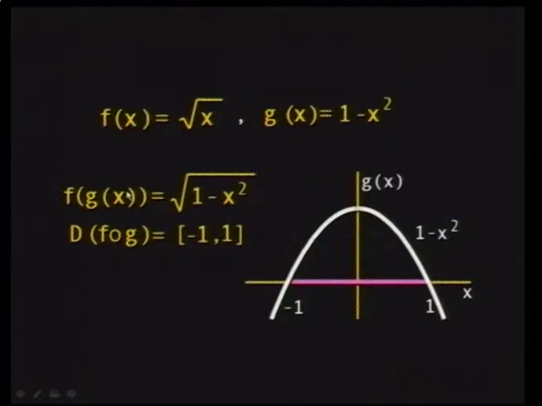So f of g of x, this is the composite rule between f and g. First you obtain 1 minus x squared, and your calculator will never abstain from calculating this because the domain of 1 minus x squared is R, but you will take only those values between minus 1 and 1 to calculate the square root, in which case the domain of the composition would be between minus 1 and 1 only.